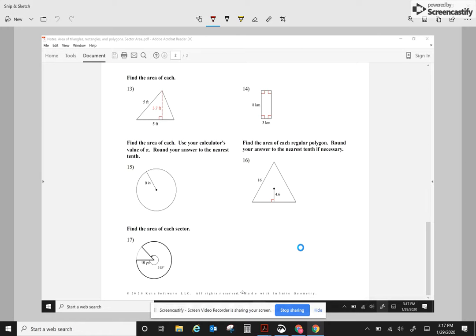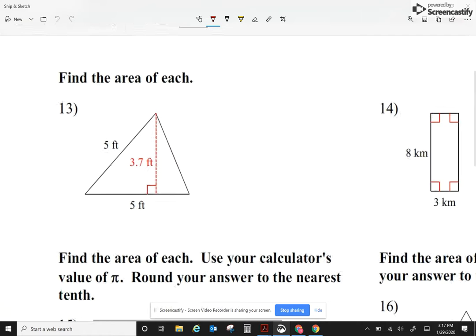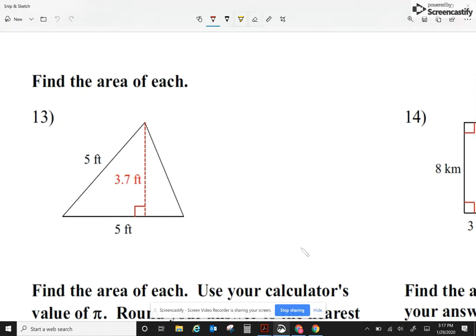All right, let's take a look at our review number 13. When I have a triangle and I'm finding the area of a triangle, I'm going to multiply the two numbers that make the 90-degree angle. So I'm looking at 3.7 and 5. So let me go 3.7 times 5. Usually when I multiply those two numbers, it gives me a rectangle.